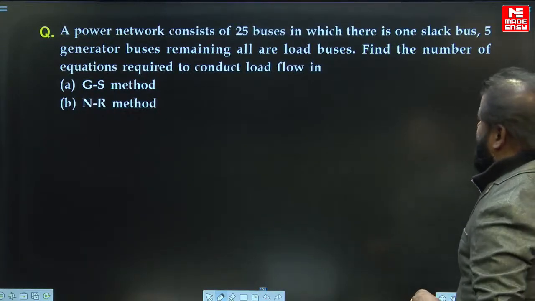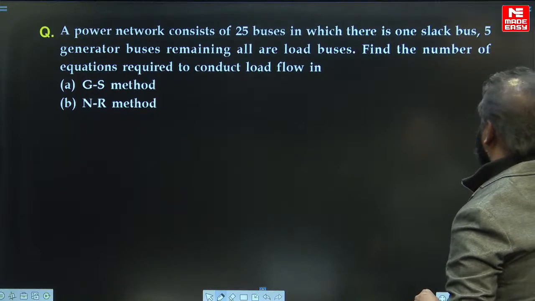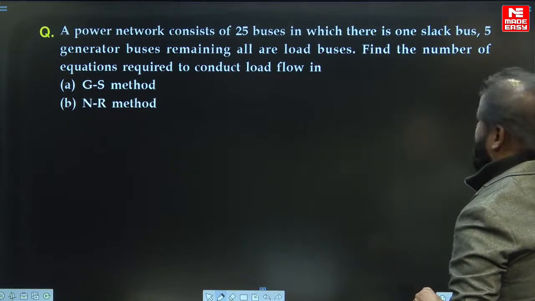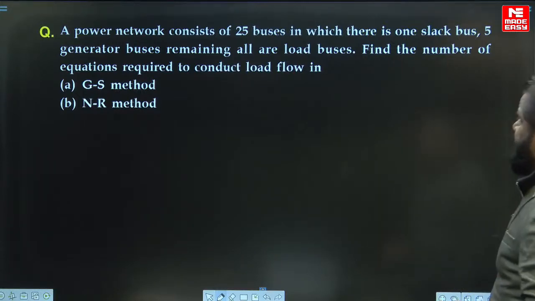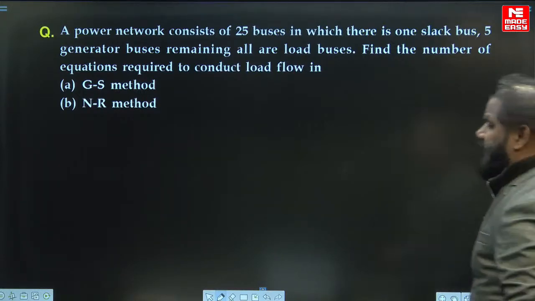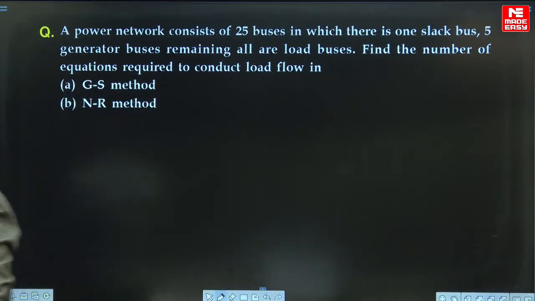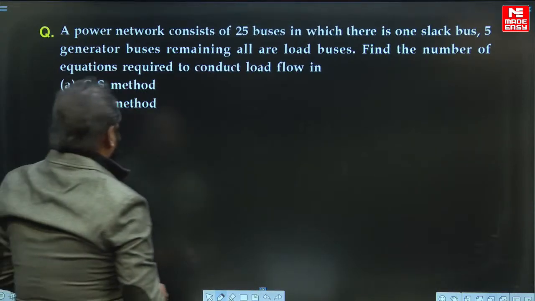Next, a power network consists of 25 buses in which there is one slack bus, 5 generator buses, remaining all are load buses. Find the number of equations required to conduct the load flow in NR method and in Gauss-Seidel method.